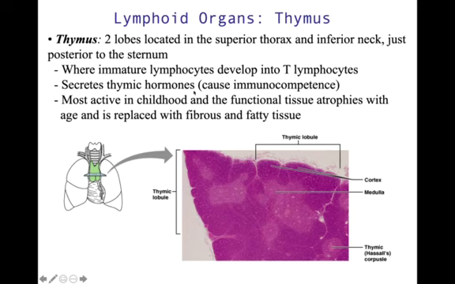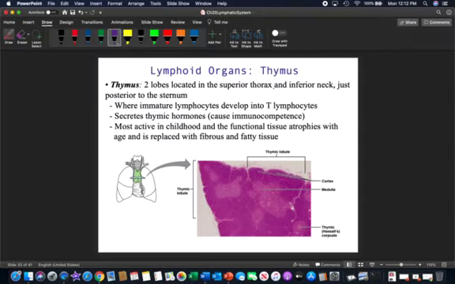They secrete hormones. We call these thymic hormones that cause immunocompetence. The name of those thymic hormones, there's two of them: thymosin and thymopoietin. So let's actually write them right here. Thymosin and thymopoietin. These two hormones are the two hormones that are secreted by your thymus that cause immunocompetence of T lymphocytes.